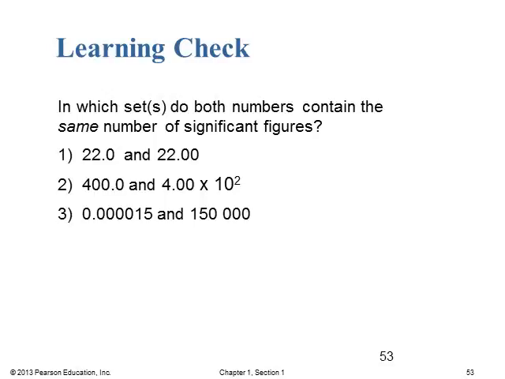Another one. In which set do both numbers contain the same number of significant figures? So in 1, we have 22.0 and 22.00. Those zeros in all of those cases in 1 are after the decimal, so they're all significant. So they have 3 significant figures in 22.0 and 4 significant figures in 22.00. So they do not have the same number of significant figures.